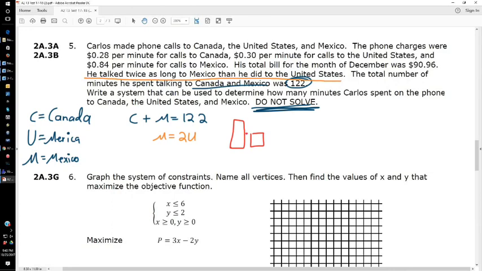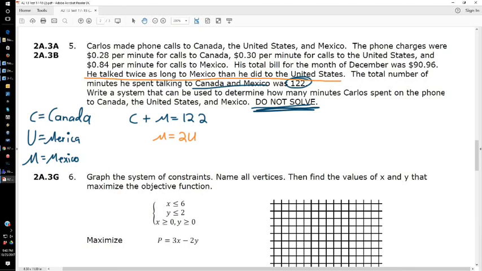So in order to make these equal, I have to multiply that one by 2 to make them equal. You follow? That's why we had those ones. The comparison ones always feel a little bit backwards, at least the way I think through them. Miss Hunter may have a better idea, but that's how I think about it. The phone charges were 28 cents per minute to Canada.